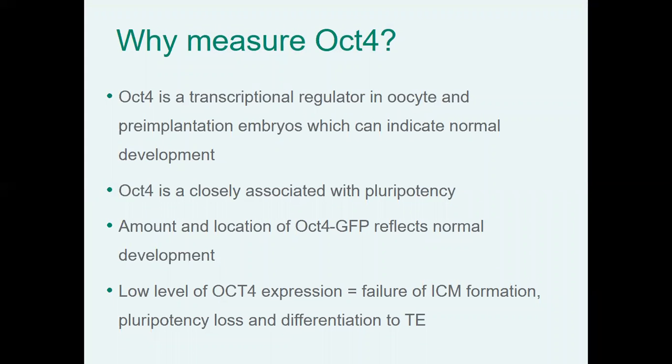Here's the question: why do we measure OCT4? According to many articles, OCT4 is a transcriptional regulator in oocytes and pre-implantation embryos, which can indicate normal development. OCT4 is closely associated with pluripotency, and the amount and location of OCT4-GFP reflects normal development. A lower level of OCT4 expression means failure of ICM formation, pluripotency loss, and differentiation to TE.